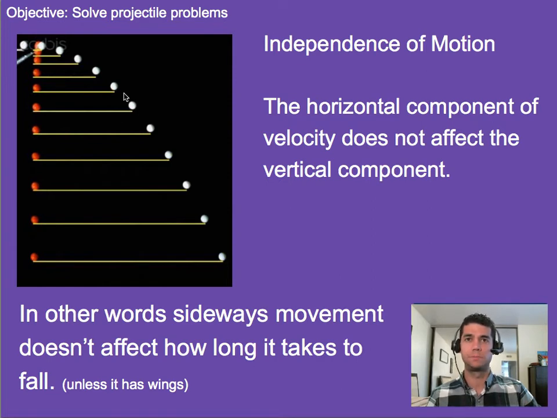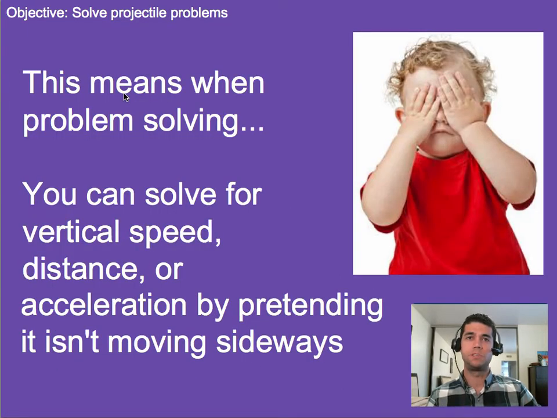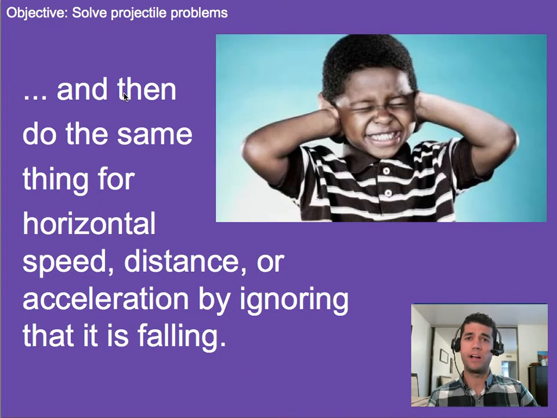So what this means for problem solving is we can solve for vertical speed, distance, or acceleration by pretending it's not moving sideways. So if we want to know how long it takes to fall, we just deal with the information related to falling and ignore the fact that it's moving sideways. When we're ready to figure out how far sideways it's moving while falling, we can ignore the fact that it's falling and just use information related to its sideways movement to figure out how far sideways it's going to move.